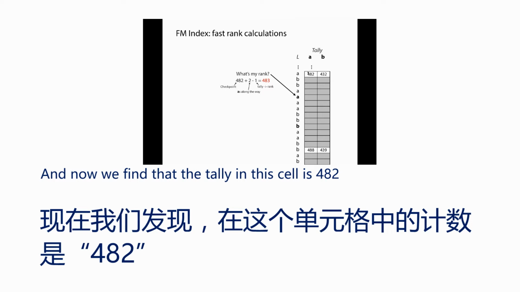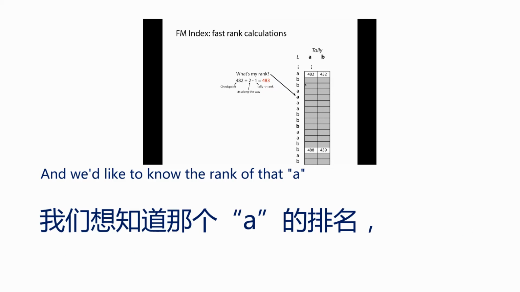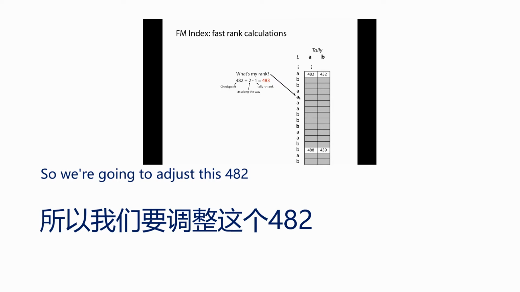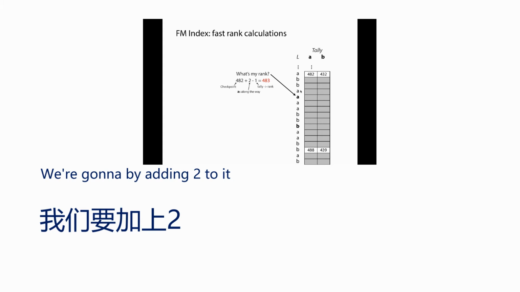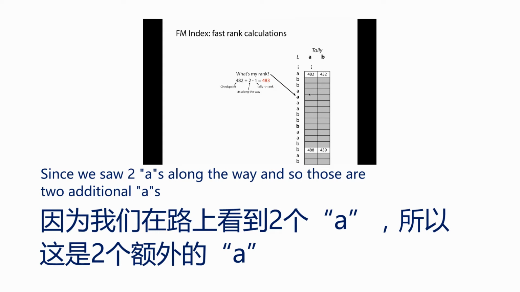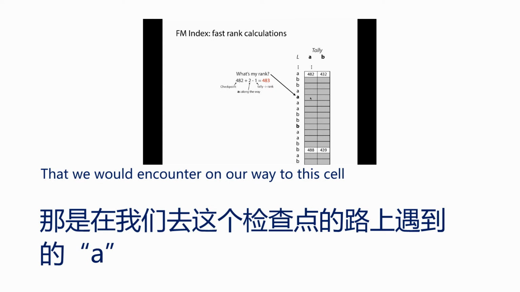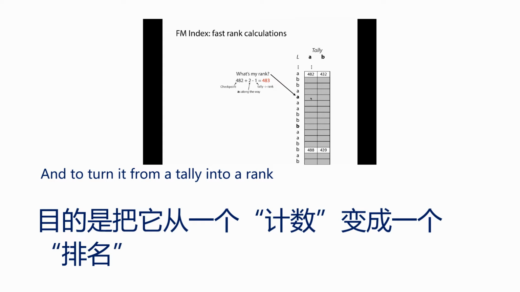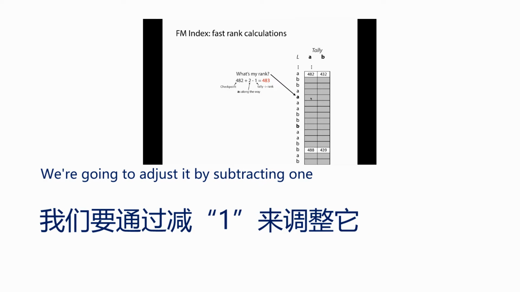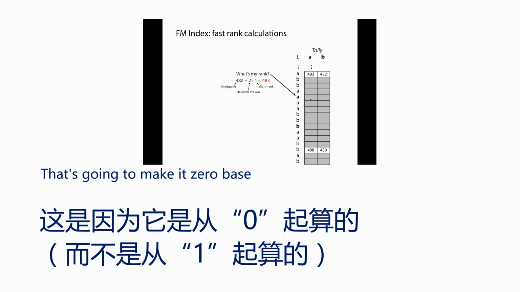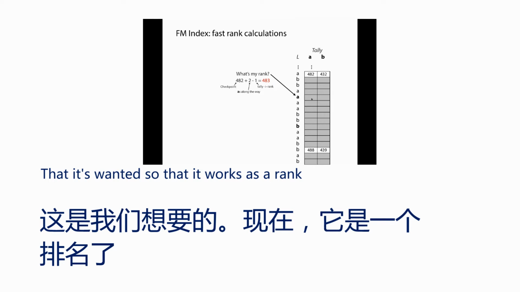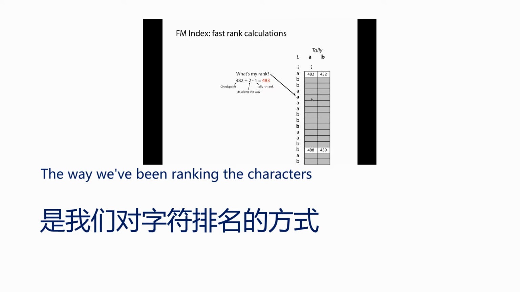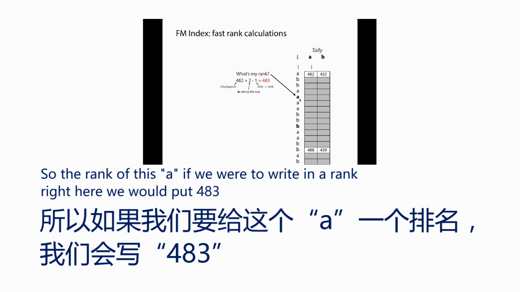And now we find that the tally in this cell is 482, and we'd like to know the rank of that A. So we're going to adjust this 482 by adding 2 to it, since we saw 2 A's along the way, and so those are 2 additional A's that we would encounter on our way to this cell. So we have to add 2. And to turn it from a tally into a rank, we're going to subtract 1. That makes it 0-based so that it works as a rank, the way we've been ranking the characters. So the rank of this A, if we were to write in a rank right here, we would put 483.